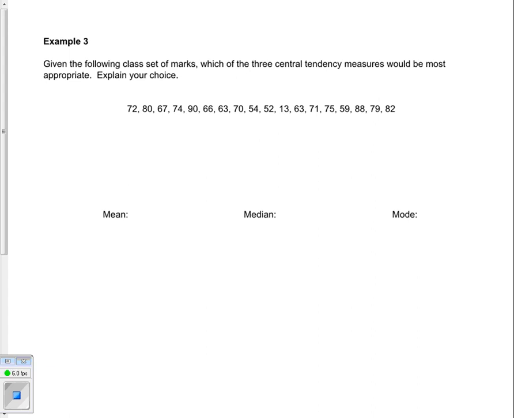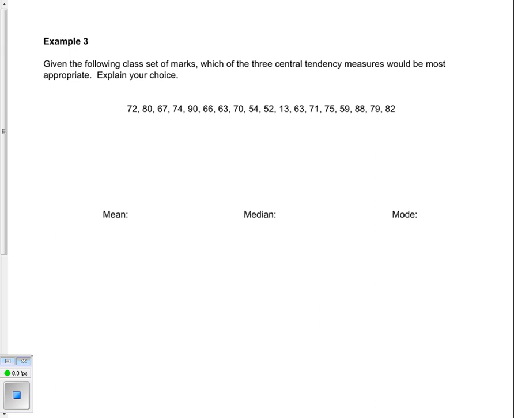All right, in example 3, we're going to do a set of class marks, and we're going to use the 3 measures of central tendency to try and figure out what's the best way to evaluate the performance of this particular class. Then we have to explain which option we're going to choose. So we want to calculate mean, median, and mode. And we have a whole bunch of numbers here.